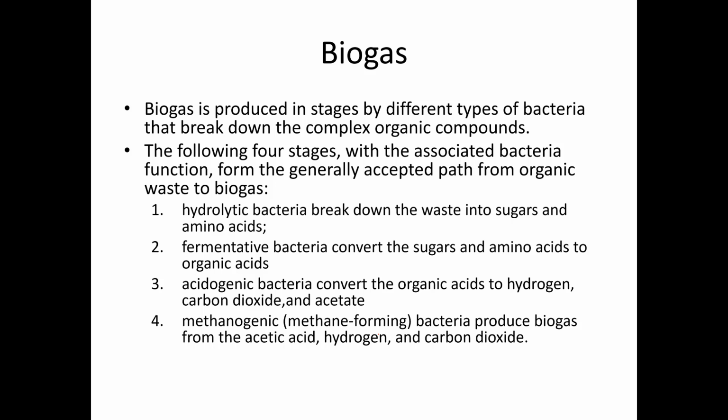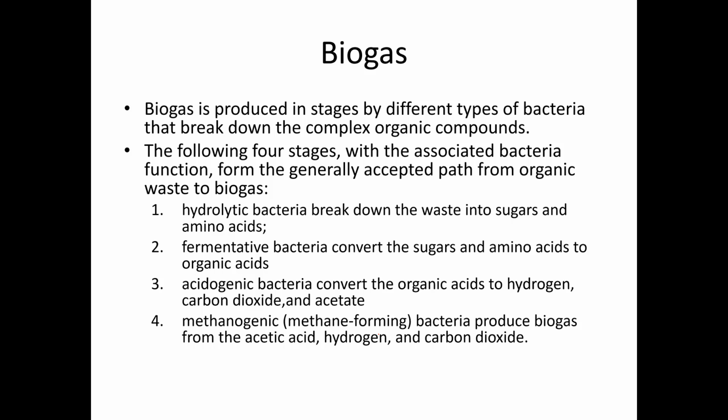Fermentative bacteria convert the sugars and amino acids to organic acids. Acidogenic bacteria then convert the organic acids to hydrogen, carbon dioxide, and acetate. And then methanogenic bacteria produce biogas from the acetic acid, hydrogen, and carbon dioxide.